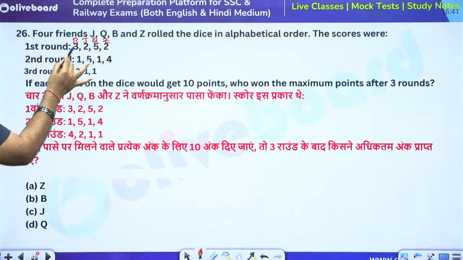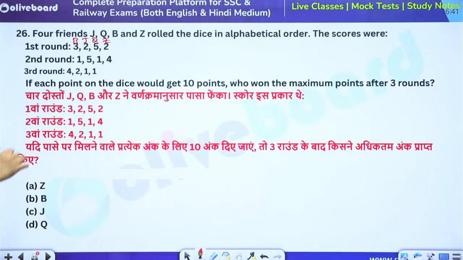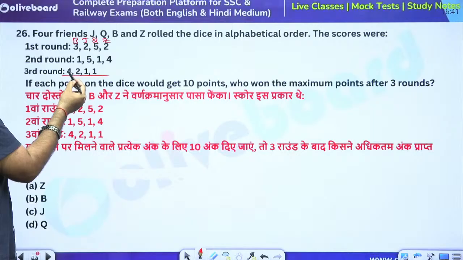And in the first round, this is their score. Second round, this is their score. Third round, this is their score. Each point on the dice gives them 10 points. So they are asking you who scored the maximum. Basically, they just want to know which has the highest vertical sum.